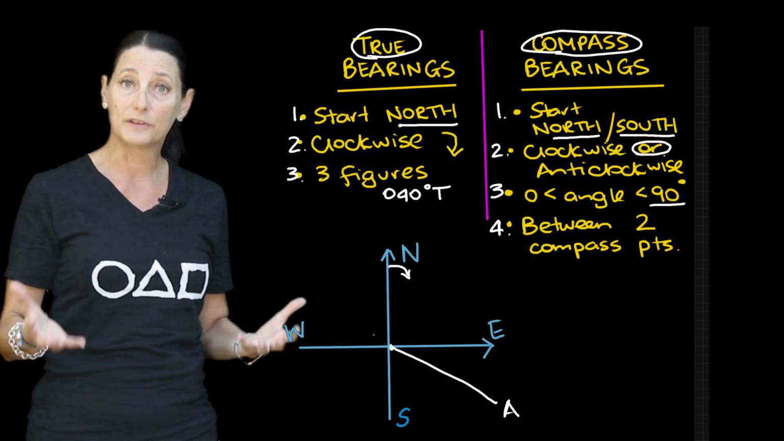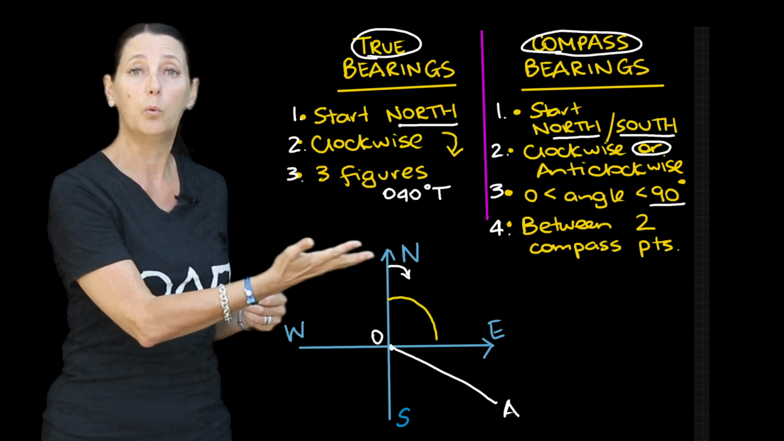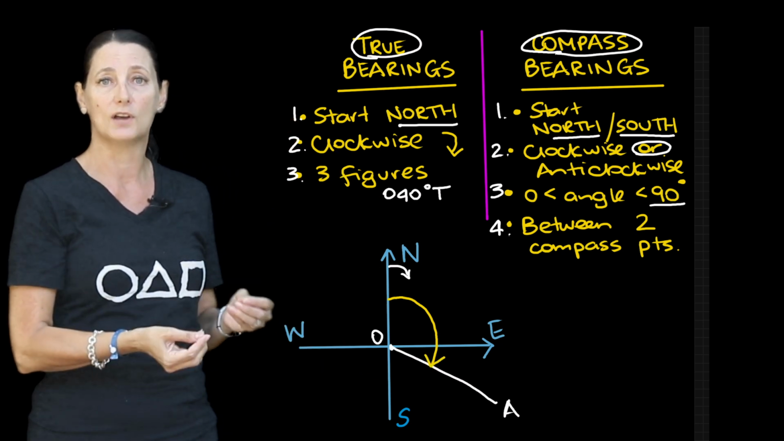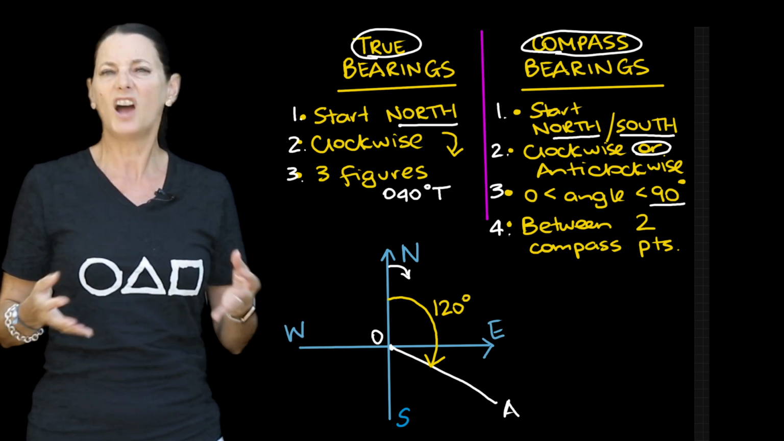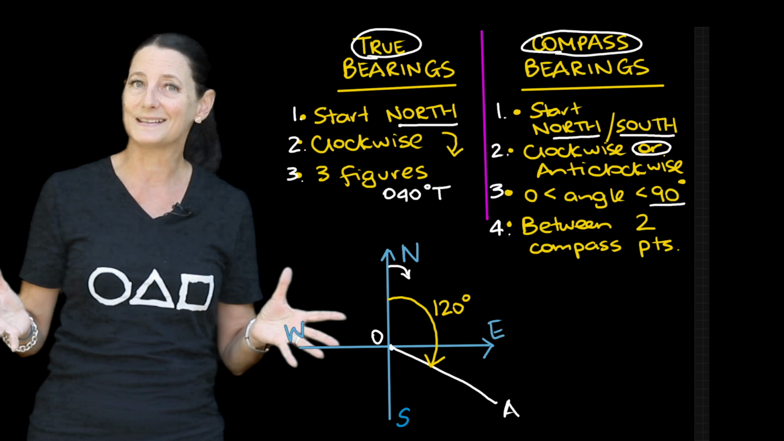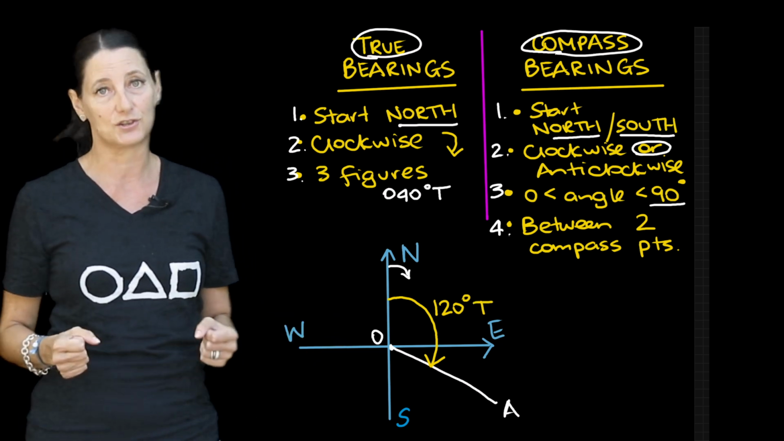So for example, looking at this, if I want to find the bearing of A from O, let's start with a true bearing. Remember, I start at north, I go clockwise, and I go around until I hit the ray that A is on. And as you can see, it's 120 degrees. Now, I don't really need to put a T on the end because it is a three figure. So I can just say 120 degrees T or 120 degrees and people will know that's a true bearing.